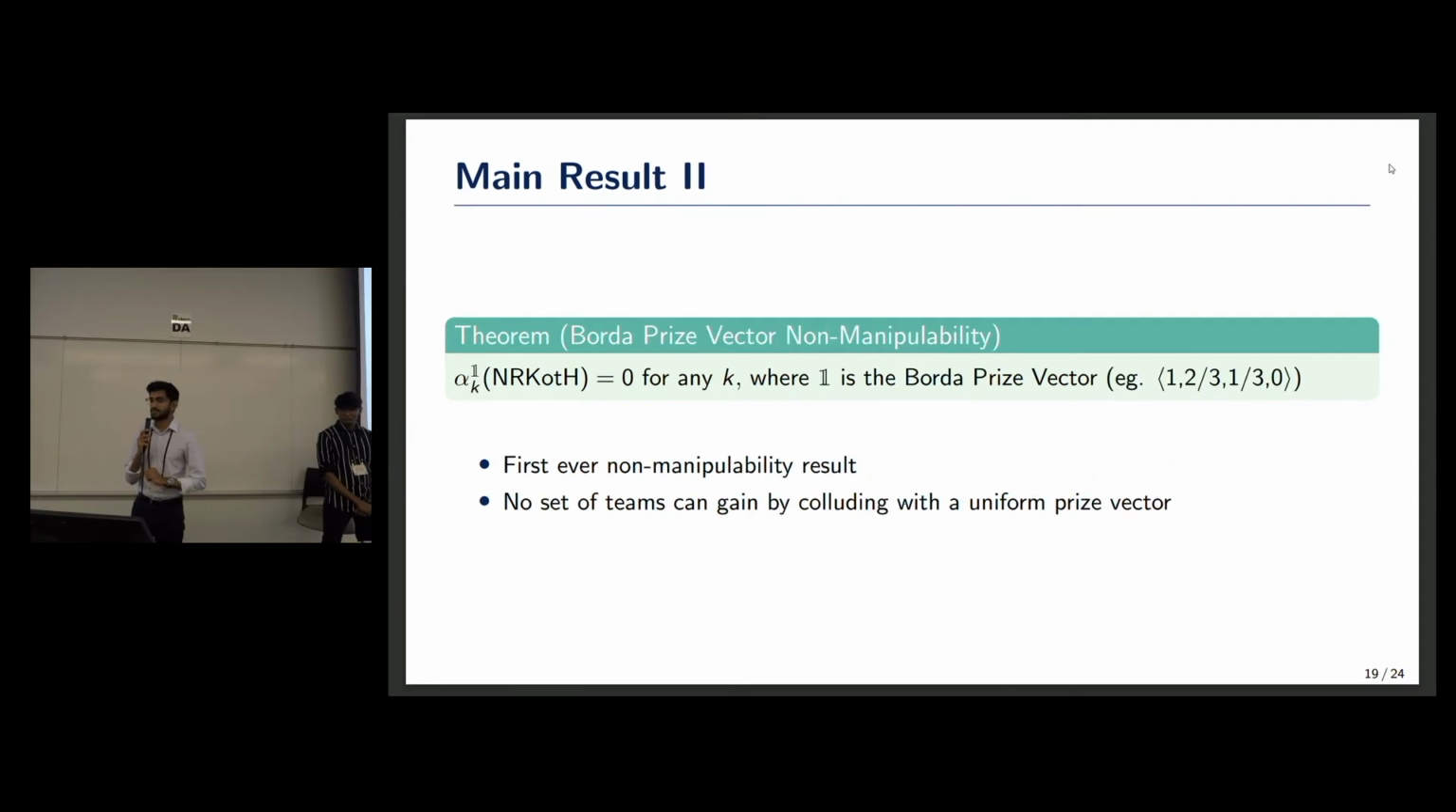The second result that we've shown is that for the Boulder prize vector, which Sacheth introduced, which is basically a linear increase where the first place team gets a prize of 1, the last place team gets a prize of 0, and then everything in between is filled in, we've showed that no set of teams of any size can gain anything in expectation by colluding. So this is a non-manipulability result. We've shown that there's absolutely nothing that can be gained when teams choose to collude over a uniform prize vector.